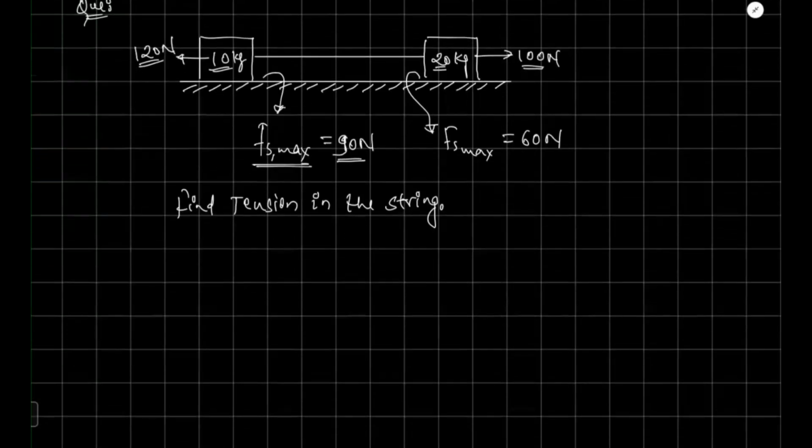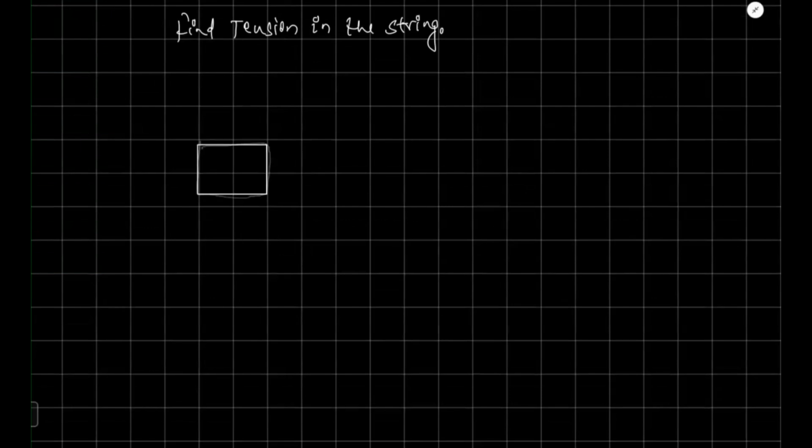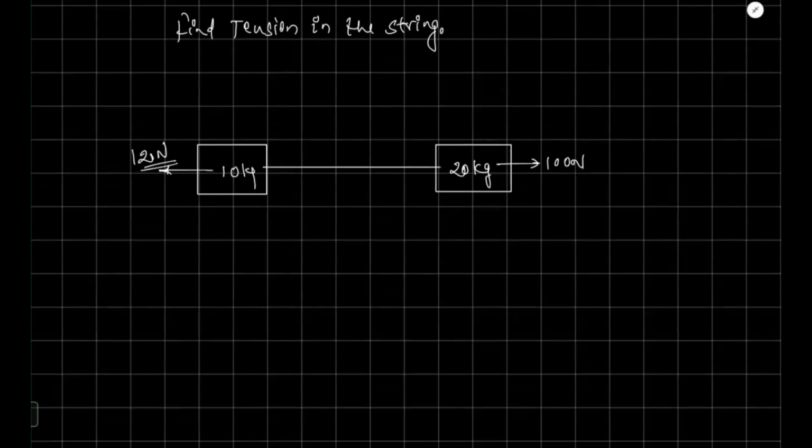So let's see what can happen. Let's assume this is our first block. Now it is connected to another block with the help of a string. Here we are applying a 100 Newton force, and here a 120 Newton force. Now assume this is the 10 kg and this is the 20 kg. So assume this block will move this side. We are assuming now. So what will happen? The friction force on this one will act in this direction, that is 90 Newton, and the friction force on this block will also act in this direction, that is 90 Newton. So we have assumed our acceleration on this side. Now see what our F net is. So it is 90, 150 and 100.